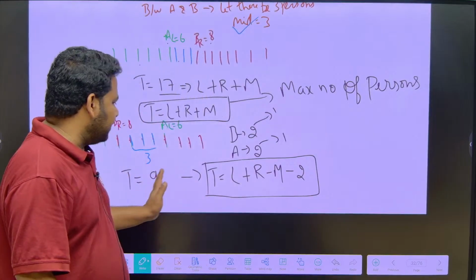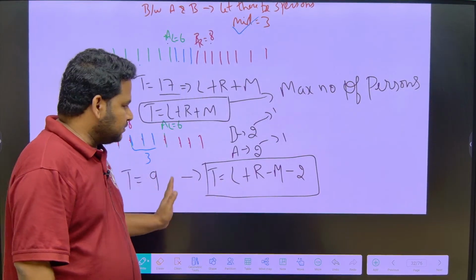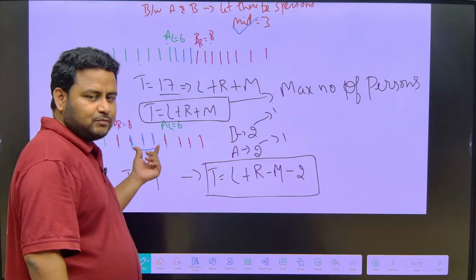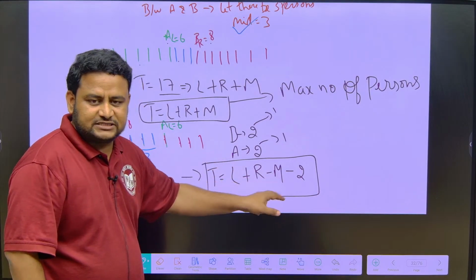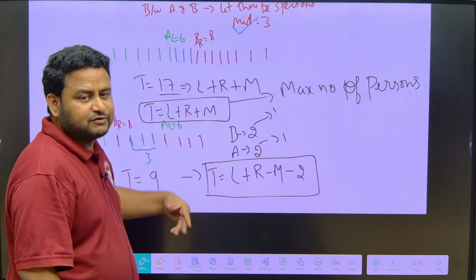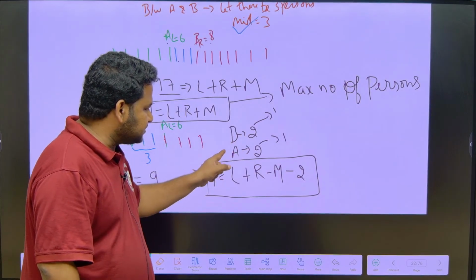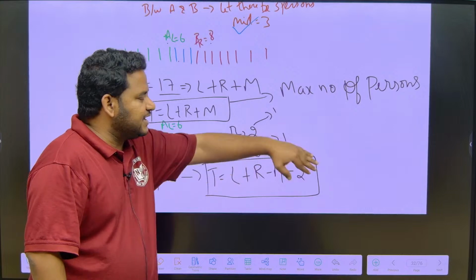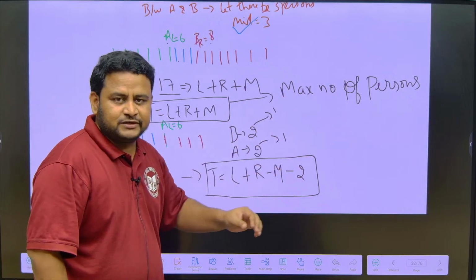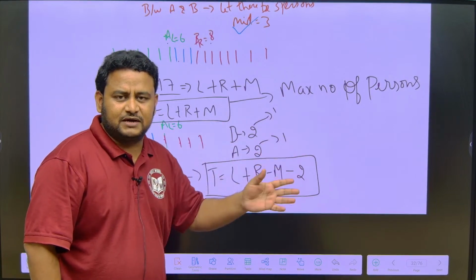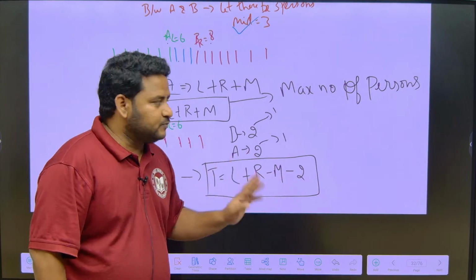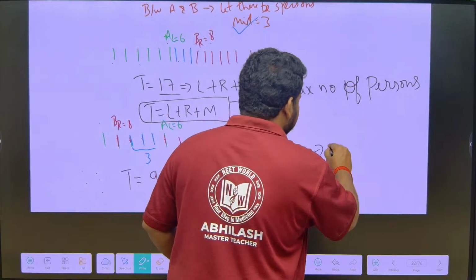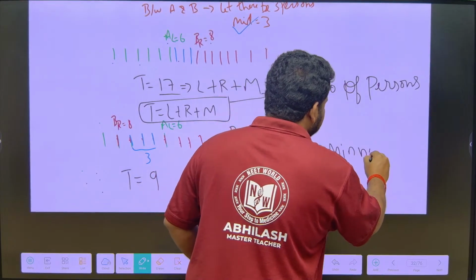Here for this formula, total is equal to L plus R. The middle is between them only, so we have to remove the middle. It is not separate. So minus M, and A and B are getting counted twice. So one of the A I will remove and one of the B I will remove. Two numbers I am removing, so that is minus 2, that's it. So this is representing the minimum number of persons.